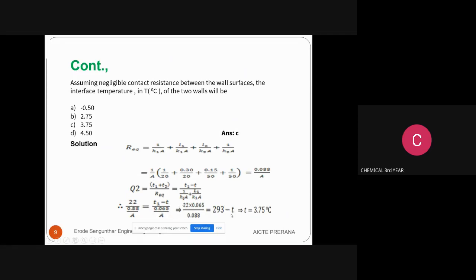And T1 is 293 minus T. If you substitute all the terms, we get the T value as 3.75 degrees Celsius. This T is nothing but our intermediate temperature. For the two materials, the intermediate temperature is 3.75 degrees Celsius. So here see the options: minus 0.5, 2.75, 3.75, 4.5. In this, the answer 3.75 is there. So option C is the answer.